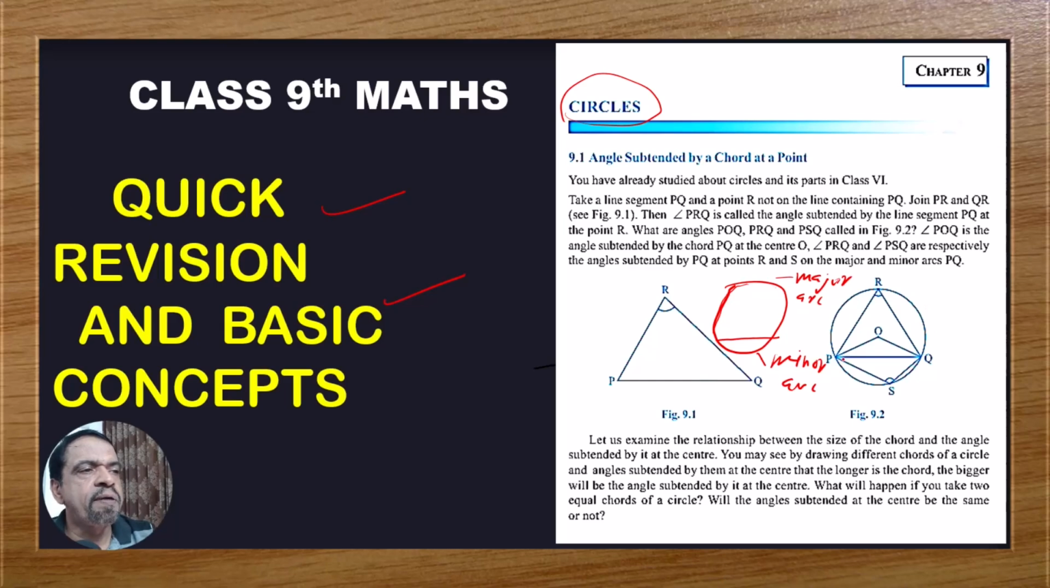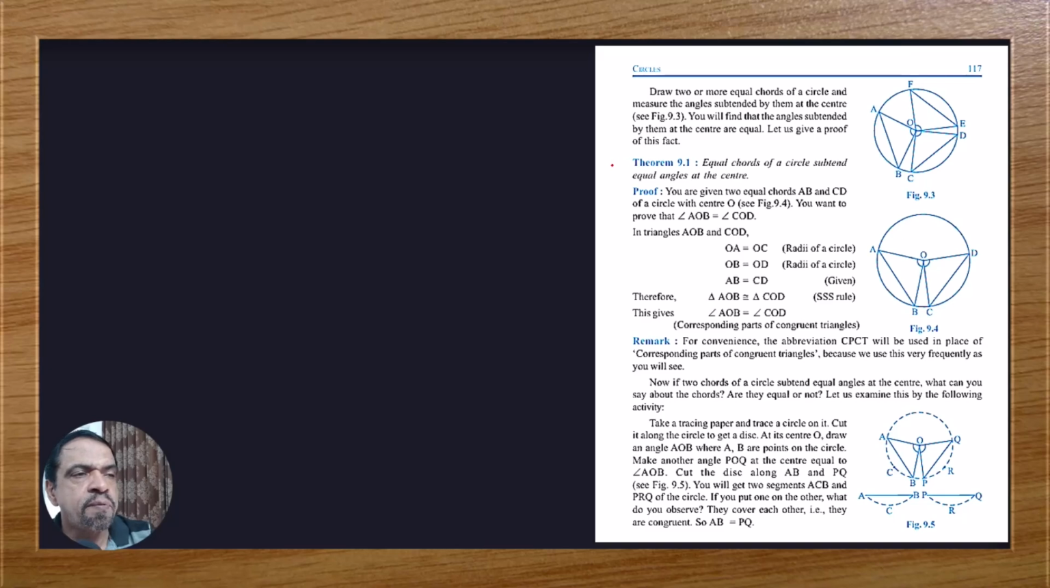So in this given figure, PQ is the chord, and on this side it is the major arc and on this side PQ is the minor arc, and this angle is subtended by the arc PQ. This angle is subtended on the major arc, and this angle is subtended by the same chord PQ at the minor arc. Now you can observe here this angle on the major arc is smaller than the angle subtended on the minor arc by the same chord. Now some important theorems.